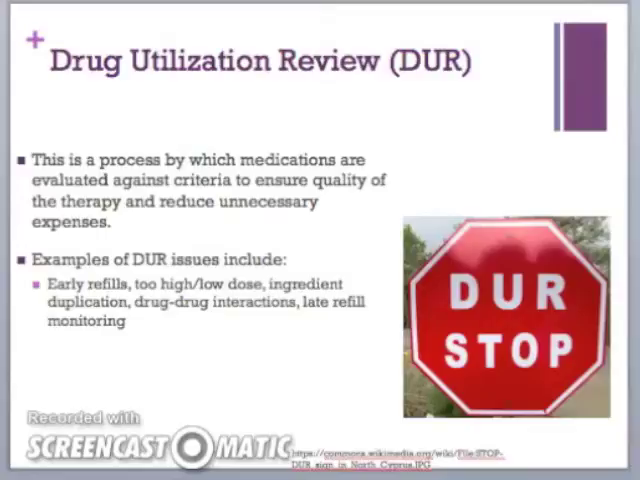Remember from earlier in the course that a drug utilization review, or DUR, is the process of evaluating a prescription claim to determine necessity and appropriateness. Some examples of a DUR rejection you may encounter in the pharmacy are refills that are too soon, doses that are considered too high or low, drug-drug interactions as compared with the patient's other prescription meds, or sometimes even refills that are late and may signal non-compliance of the patient with their therapy.